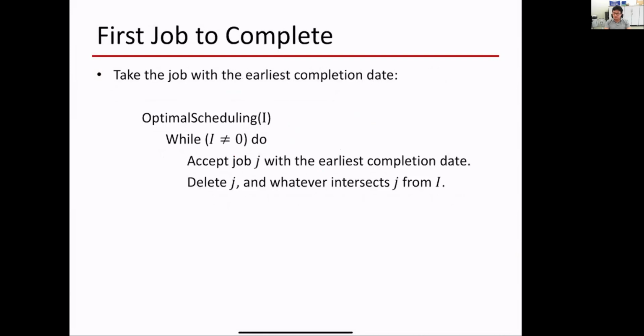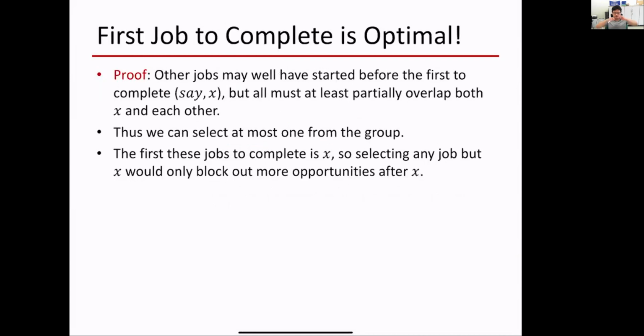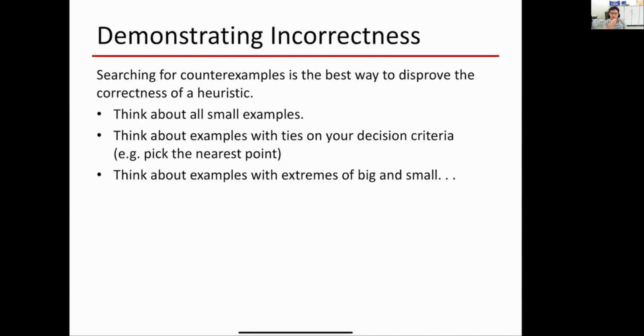Also, the first job to complete may be the right answer. Then, how to prove it? Proof by contradiction is usually what we do. Other jobs may well have started before the first to complete, but all must at least partially overlap both X and the others. So we can select at most 1 from other groups. So first to complete X, selecting any job but X will be the opportunity to the next. Let's talk about this. The proof by contradiction demonstrates incorrectness. So searching for a counterexample is the best way to disprove the correctness of a heuristic. And think about all small examples like we discussed in these cases.